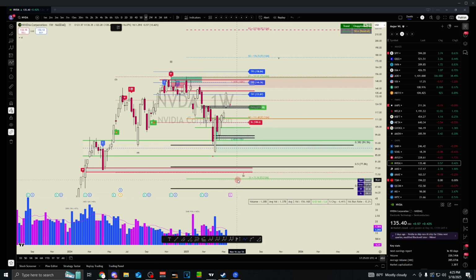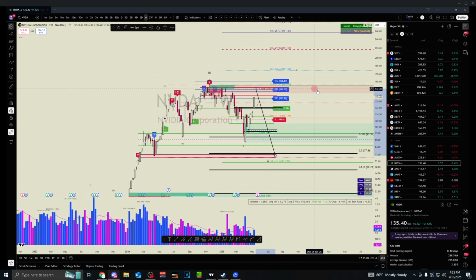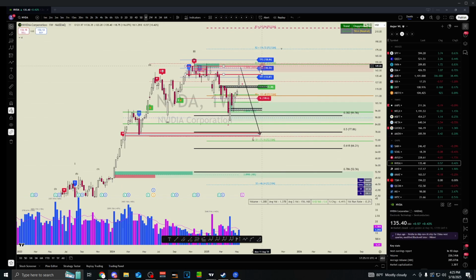Am I gonna short it? No, because the earnings are coming up. But if I get the confirmation after earnings with a huge red candle, then I'm gonna short it all the way back to 77 before moving it to 200 bucks. So that's one of the scenarios that I'm looking at.